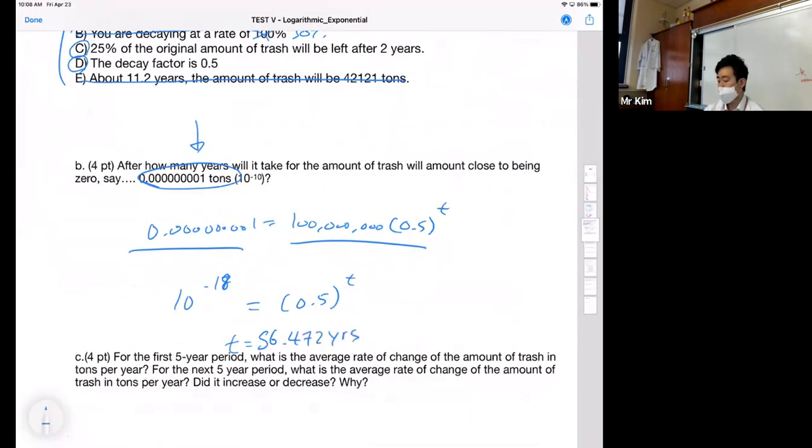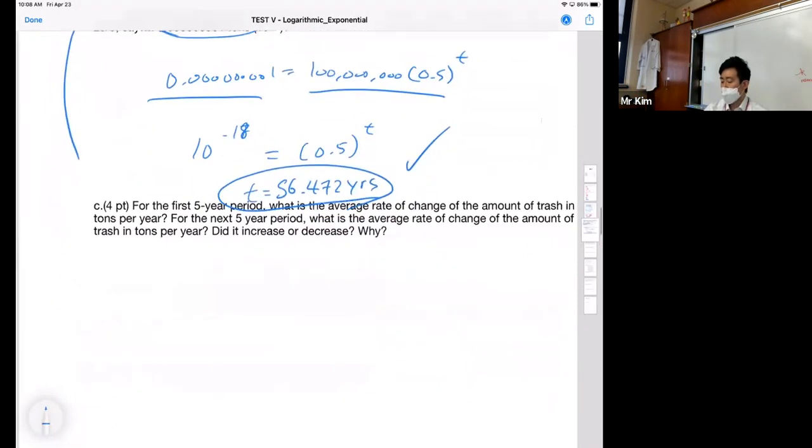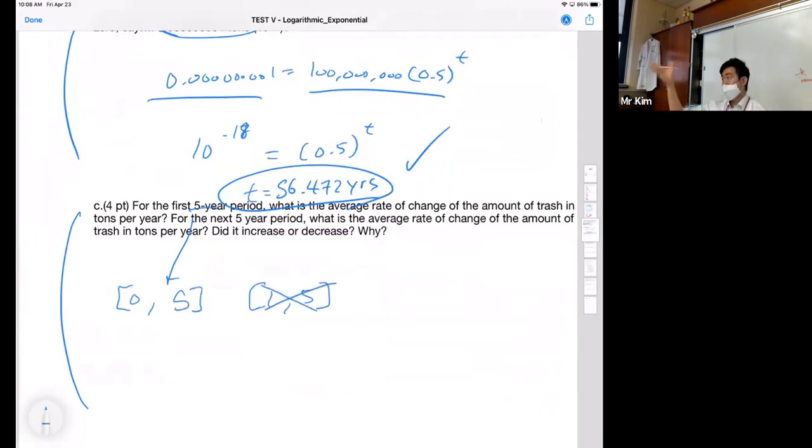56.472 years was the correct answer, or just 47 or whatever along that line. Part A, part B, very good. For part C, some of you guys are still having a hard time understanding what the first 5-year period is. That's from 0 to 5, not 1 through 5. Okay, so if you count from 1 to 5, 2, 3, 4, 5, that's only 4 years after that.